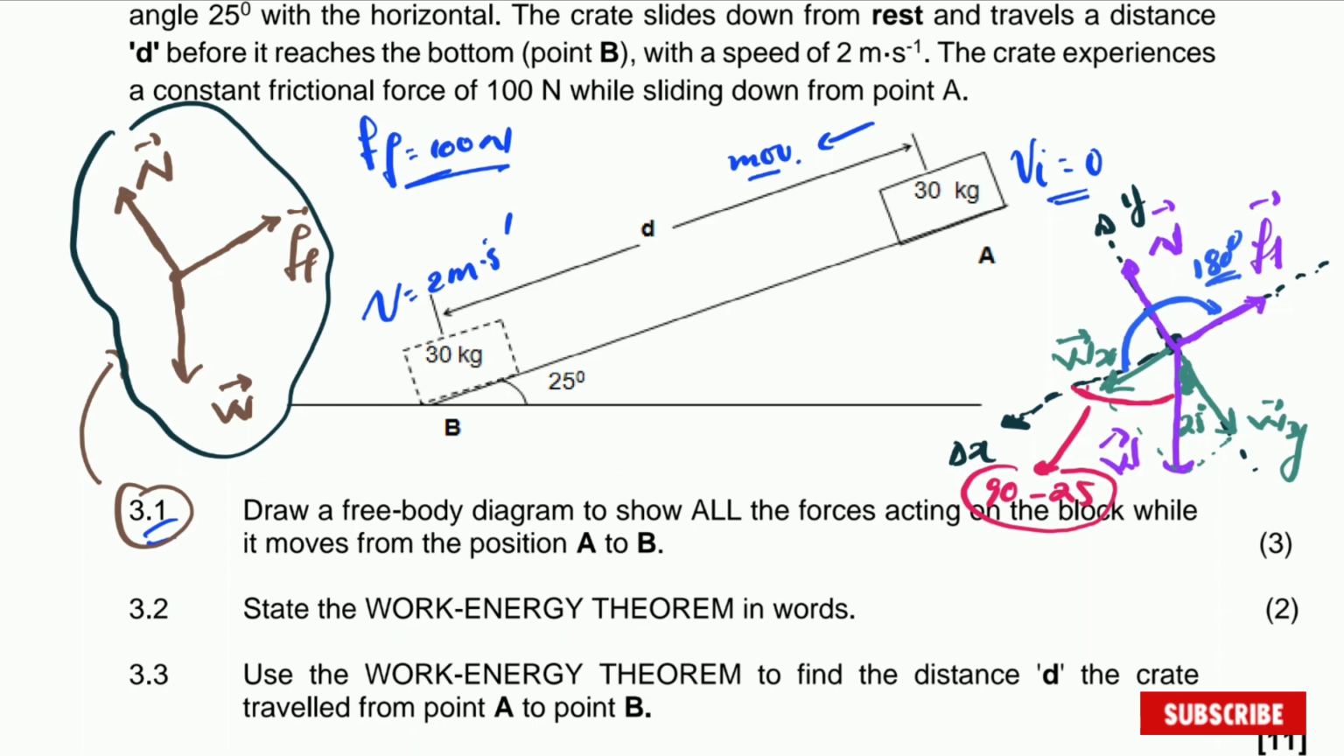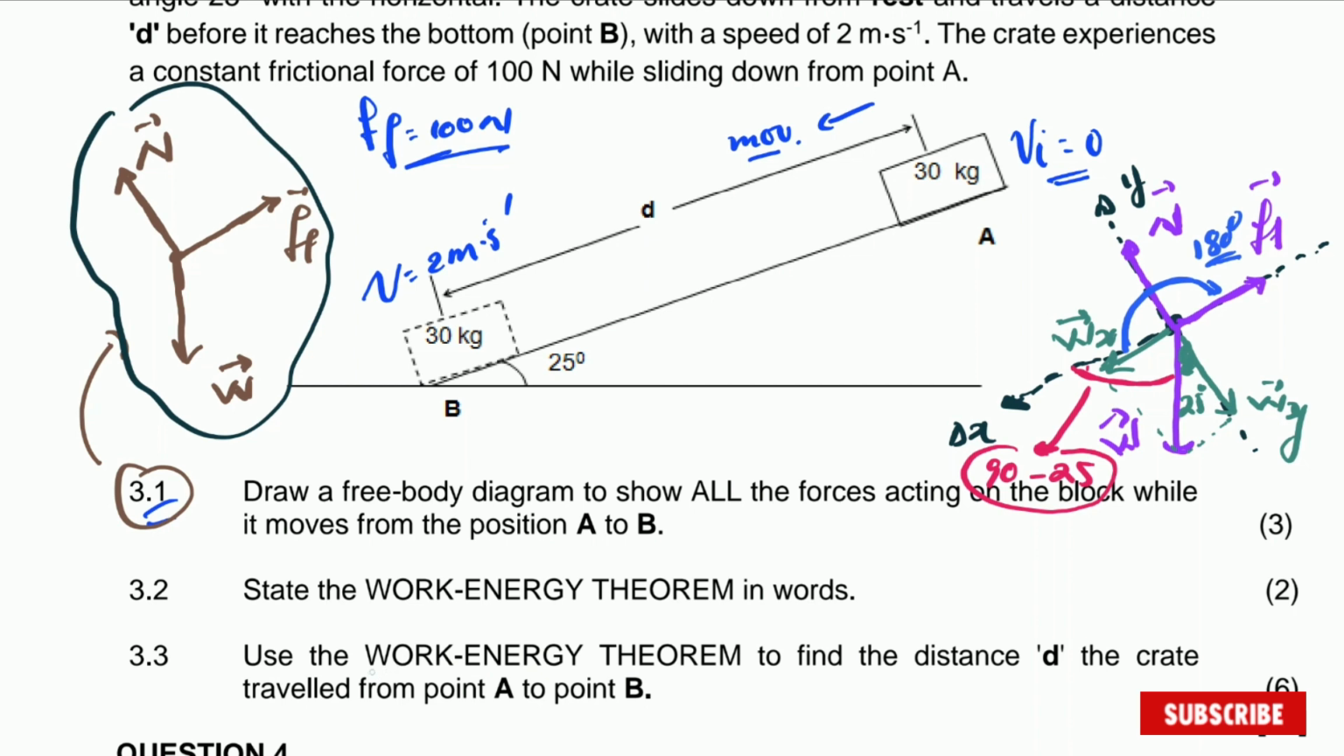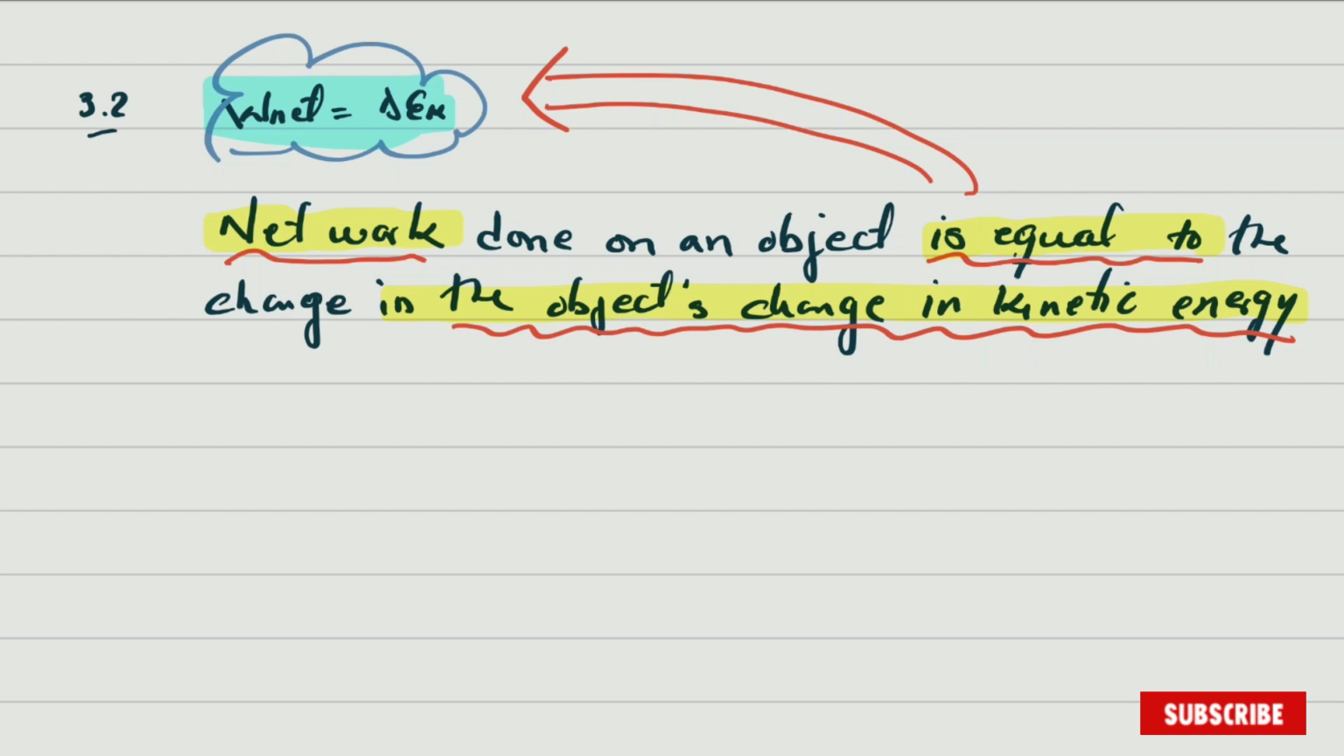Now question 3.3 said, use the work energy theorem to find the distance d the crate travels from A to B. So we have to use the work energy theorem. There is no other option. We cannot use the law of conservation of energy because they ask us to use this specific theorem. However, I recommend you to do the same question with the law of conservation of energy, so you practice the work.